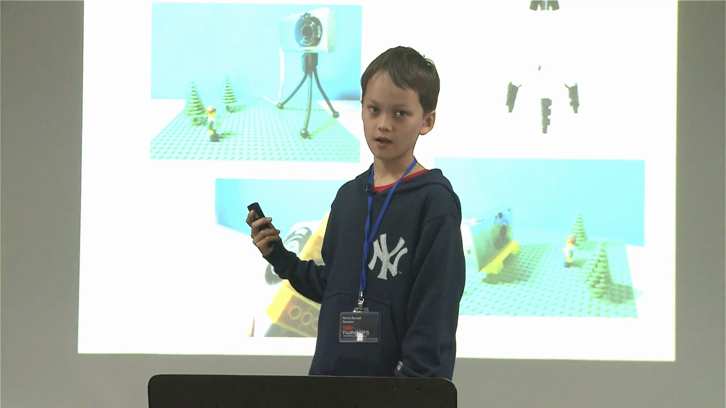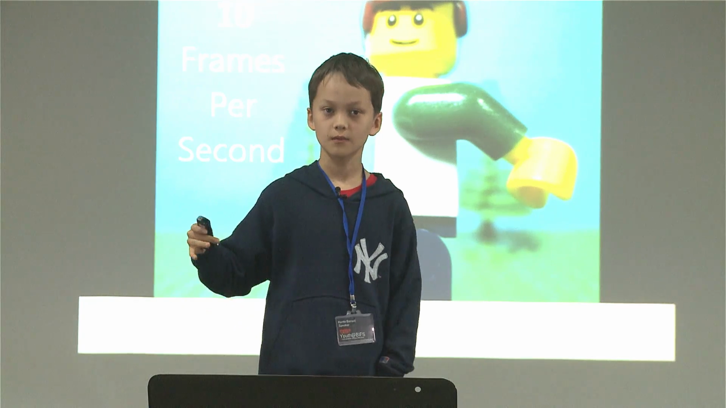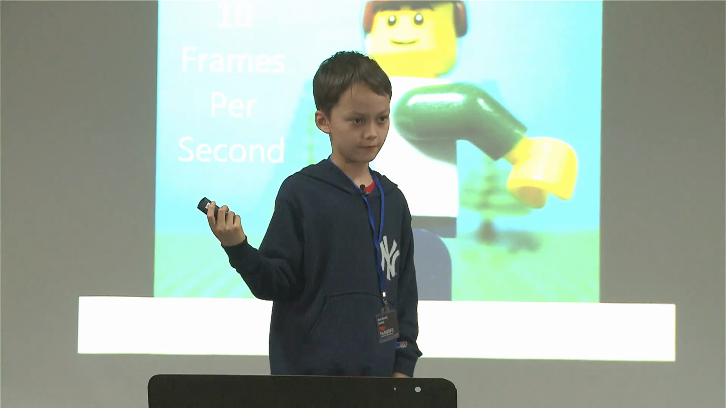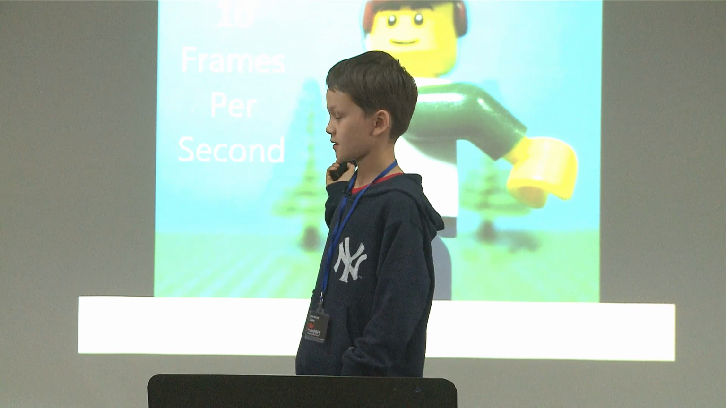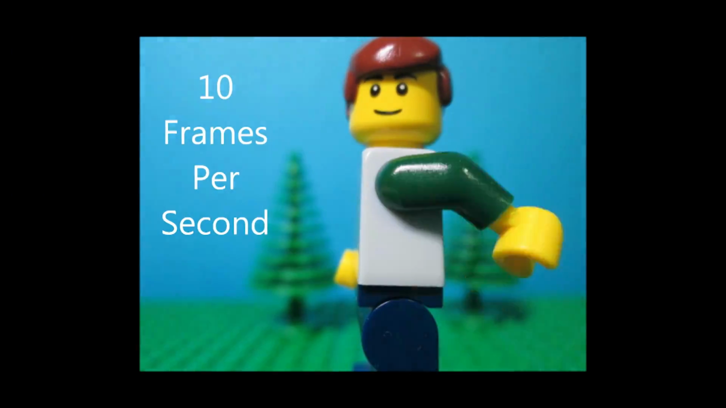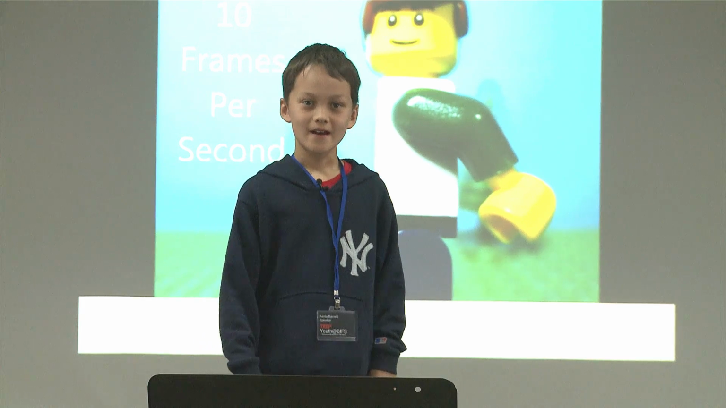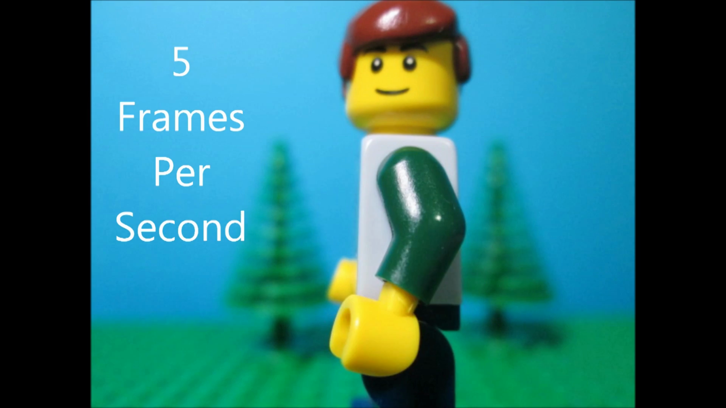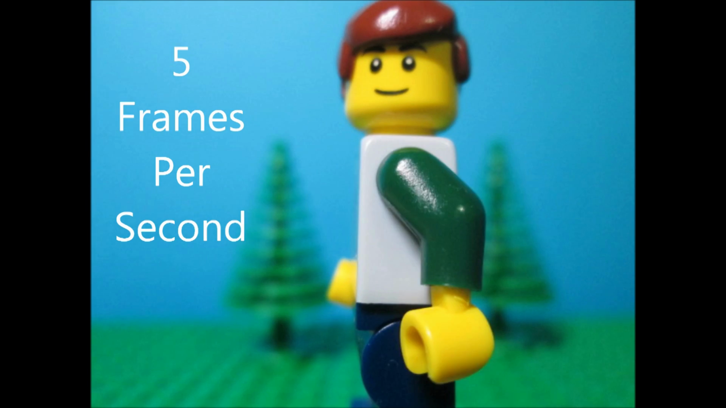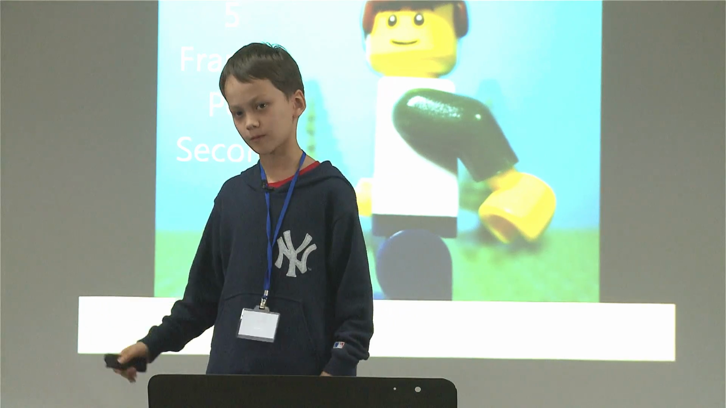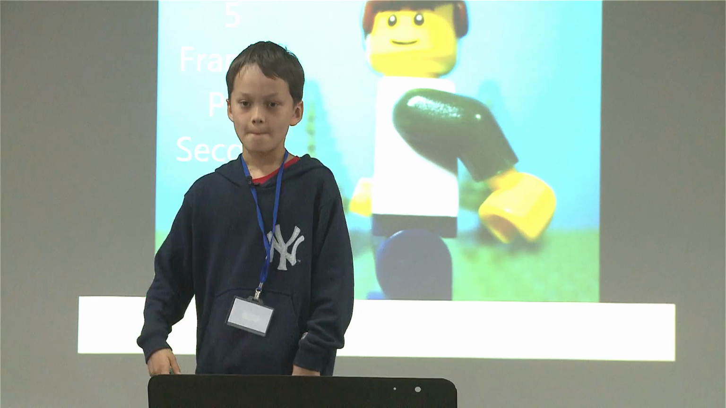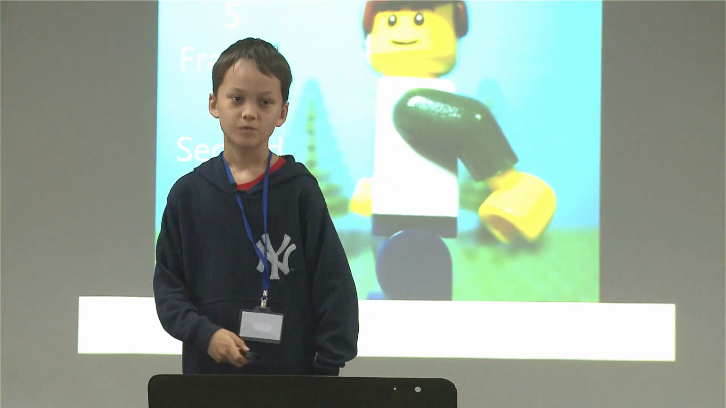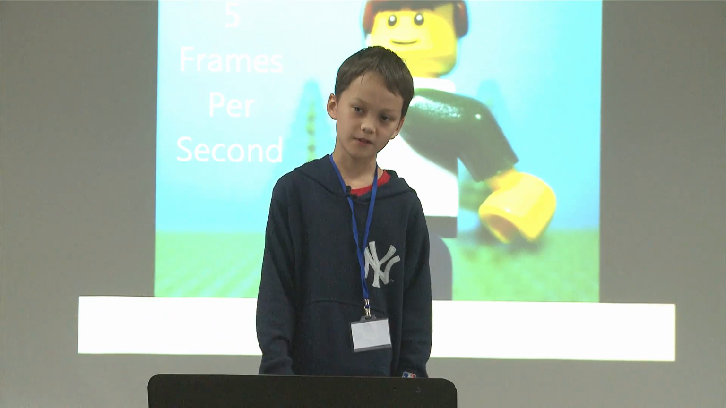So if you want to understand stop-motion animation, you've got to understand frames per second, FPS for short. Now this is a 10 frames per second video. And this is a 5 frames per second video. You see the difference? The 10 frames per second video was smooth, but the 5 frames per second video was choppy. So the more frames per second you have, the smoother your movie is. But even the 10 frames per second is a little bumpy.